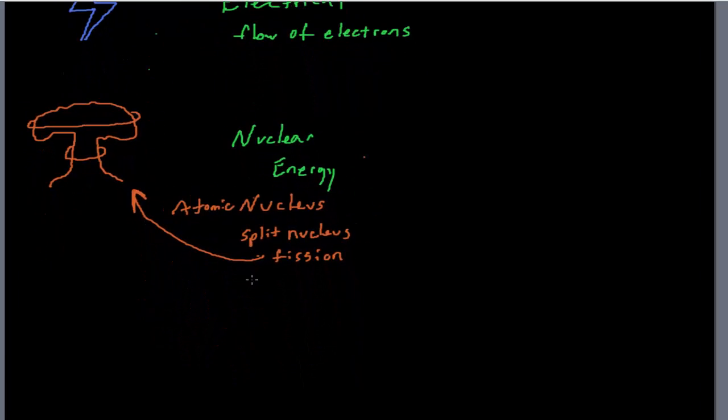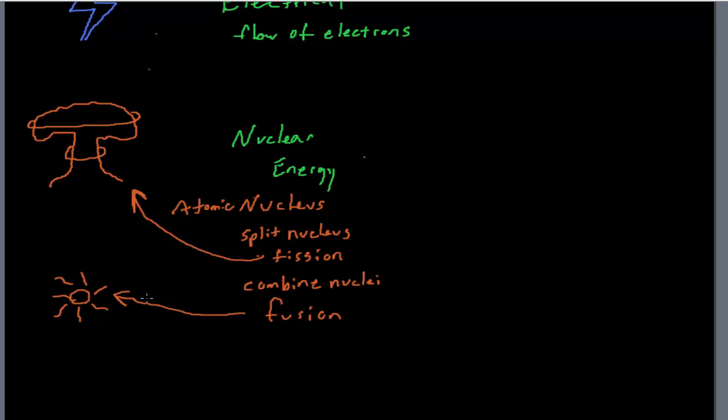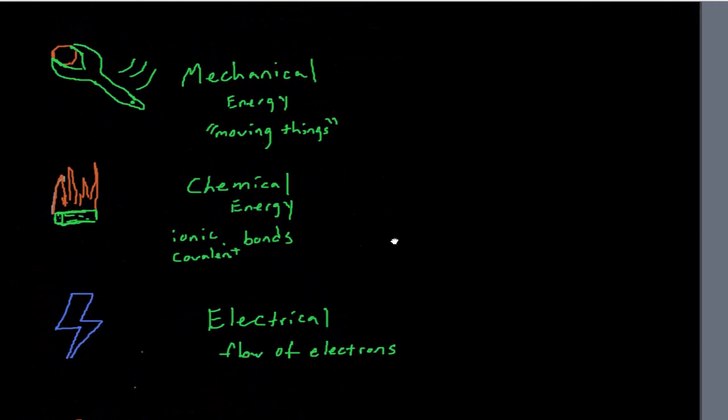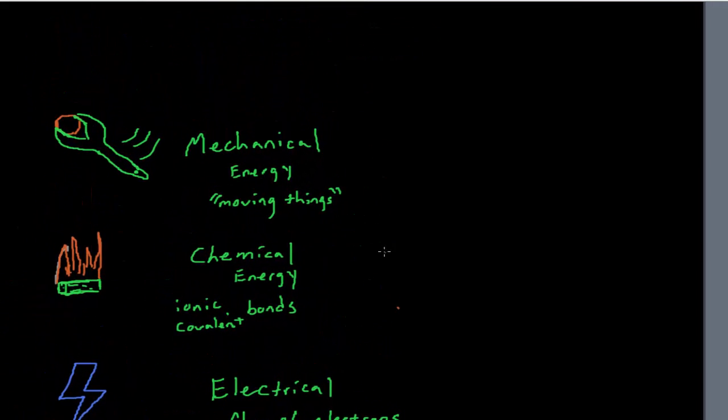You can also combine nuclei. You can combine two hydrogen atoms to make helium, and that's fusion. That energy is what powers our sun. So those are two types of nuclear energy, fission and fusion. Make sure you don't mix those two up. Three more to go.